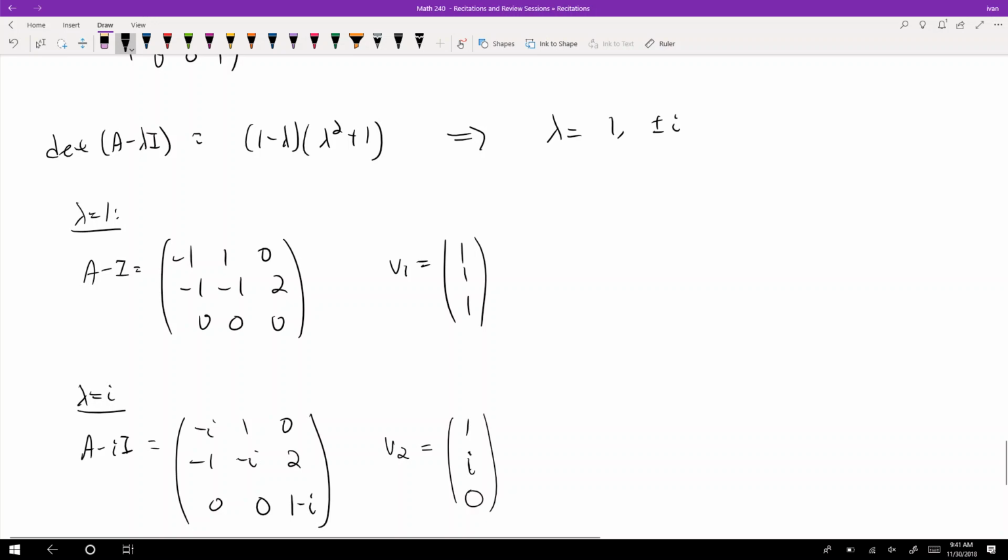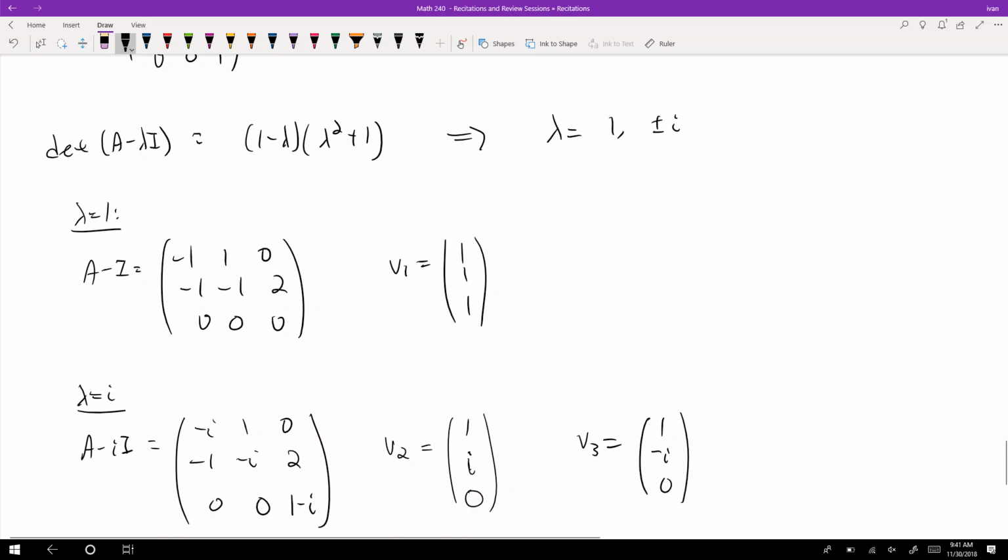And then the other eigenvector is going to be (1, negative i, 0). But we don't really care about this other eigenvector. It's fine if you just want to write it down, but it ends up not doing anything.